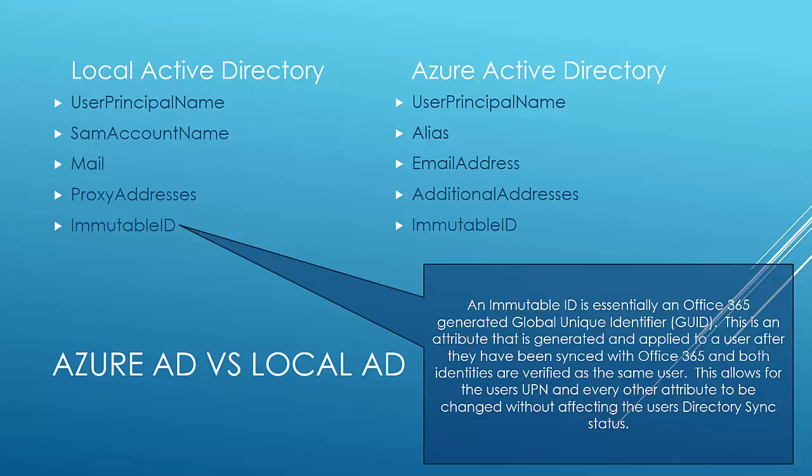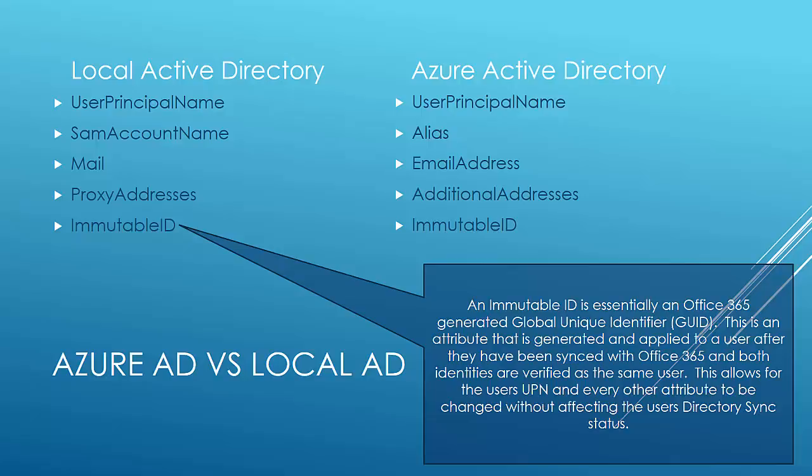So until they're synchronized and matched up, they go through a process of soft matching where the user principal names for both local and Azure Active Directories will be used to soft match that user. Once they match, and it's pretty sure that those two are the same individual, an immutable ID is then generated. That immutable ID is written to both objects.